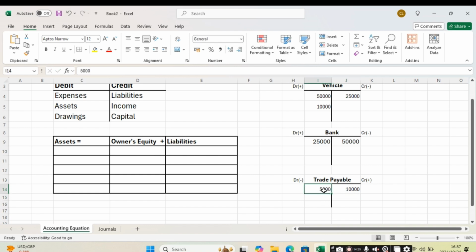So that 5,000, where is it going to come out? It's going to come out from the bank account. Bank account will decrease by what? 5,000. The reason being that 5,000 is leaving to pay what? To pay our suppliers. Double entry. I hope this makes sense, guys.